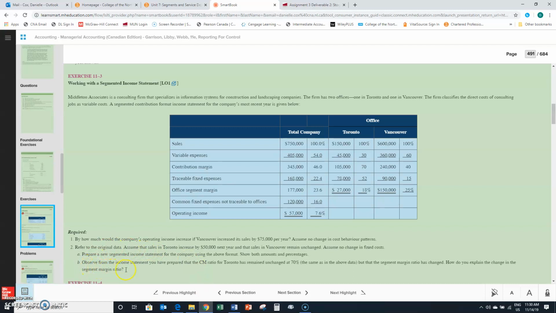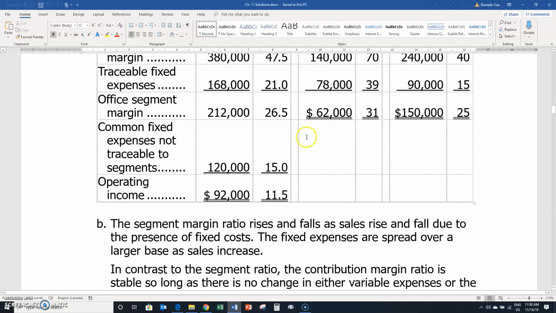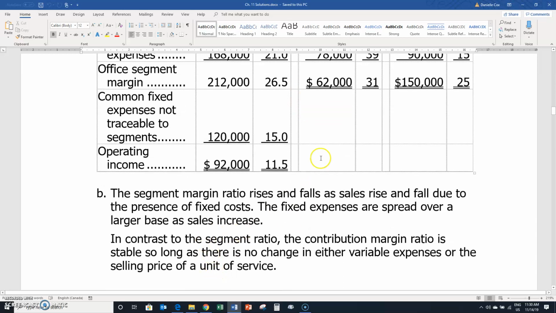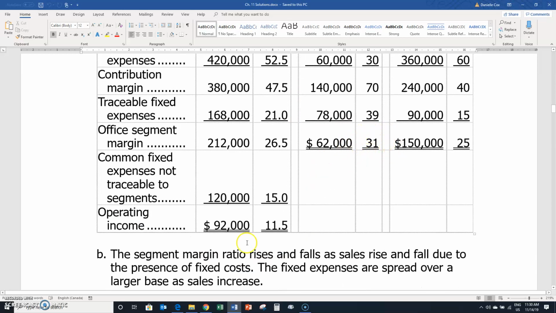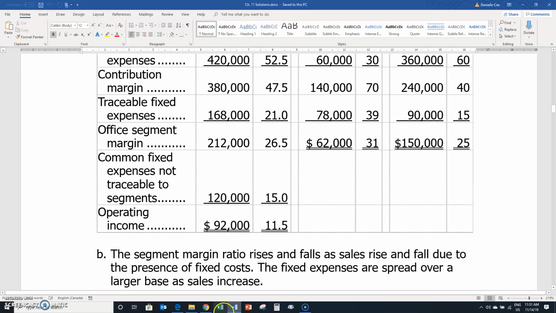Now, observe from the income statement you have prepared that the contribution margin ratio for Toronto has remained unchanged at 70%, but the segment margin ratio has changed. How do you explain the change? Well, that's easy. So the segment margin, which is down here, the new ratio is 31%, and it was 18%.